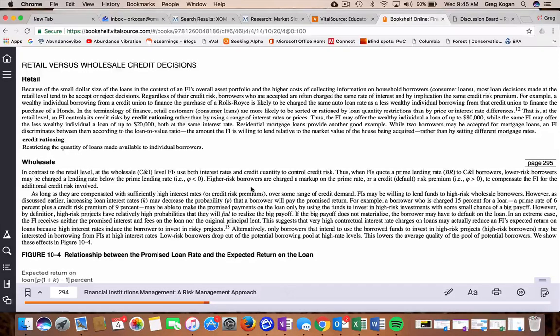So, retail versus wholesale credit decisions. Basically, we're talking about consumer loans versus commercial and industrial. In consumer loans, you're talking about a car loan or credit card loan, mostly. And keep in mind, those are driven a lot of times by your credit score. With credit cards and auto loans, they get your credit report from, I think there's three companies: Equifax, TransUnion, and I forget the third one right now. But they all do the same thing.